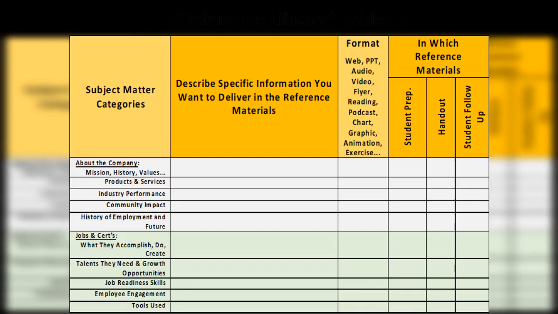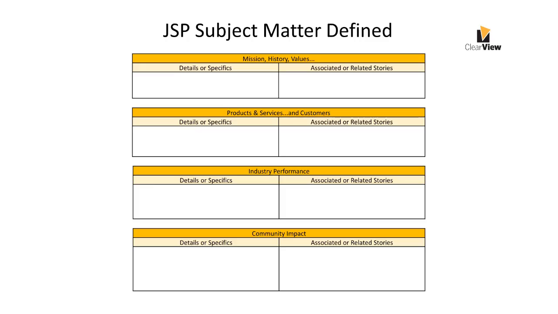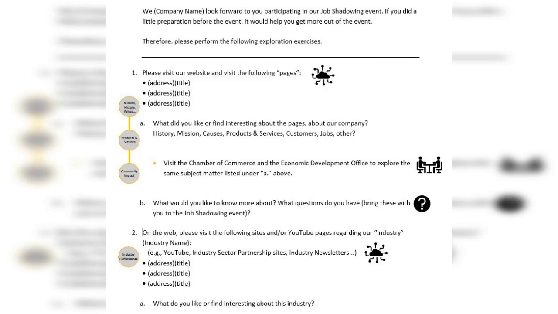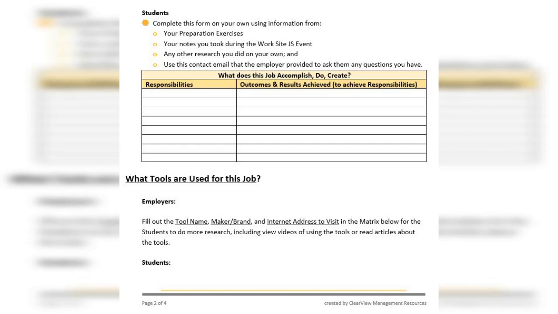To identify the subject matter information that should be covered in the reference library and how it should be delivered, gather the following documents. The document you created under Define Subject Matter, that lists the details and specifics to cover in the JSP, is referenced in Part 1 of this series. Sample Student Preparation for Job Shadowing Event. Sample Student Follow-up Activities.